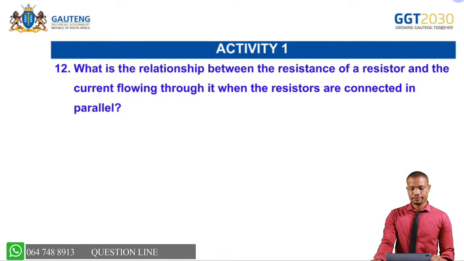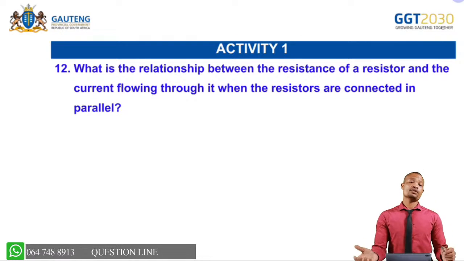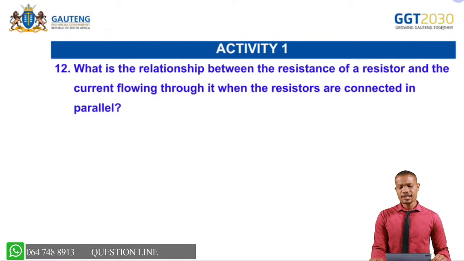Last question. What is the relationship between the resistance of a resistor and the current flowing through it when the resistors are connected in parallel? We've already done this question plenty of times by now. I'm sure everyone should be able to answer this one. What is the relationship between the resistance of a resistor and the current flowing through it when the resistors are connected in parallel? Yes, that is correct.